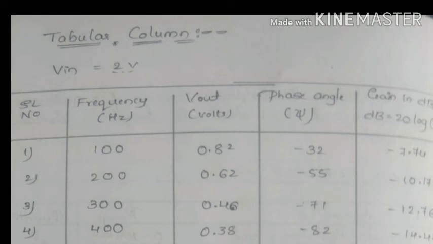Next you have to find the phase angle. The phase angle again is to be found by the Lissajous figure, and from the formula given you need to find out the phase angle. Now for every frequency you need to plot the magnitude as well as the phase angle, and using this you need to plot the Bode diagram.